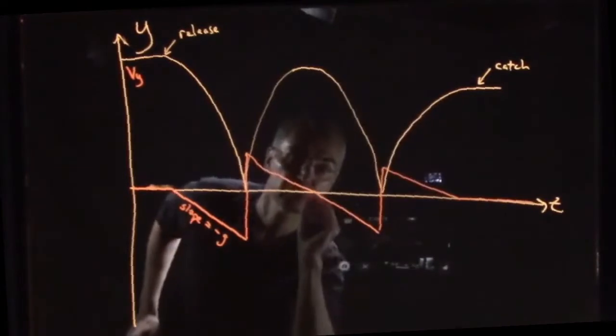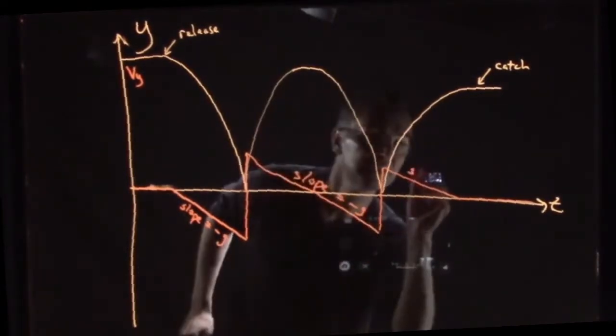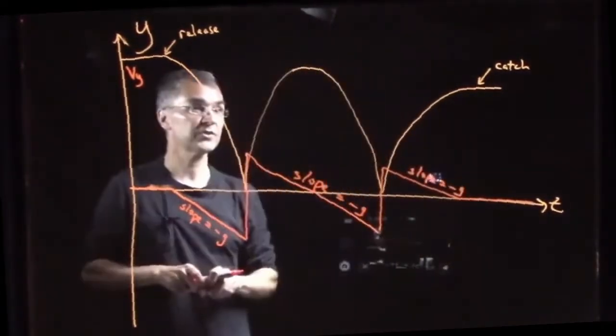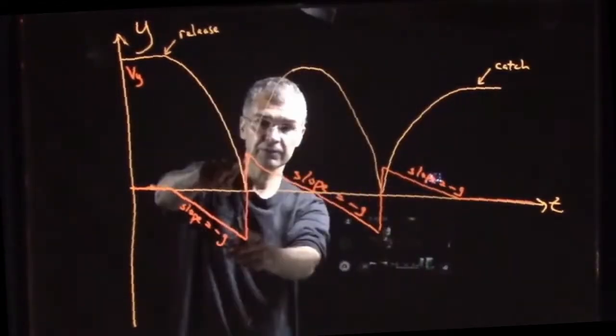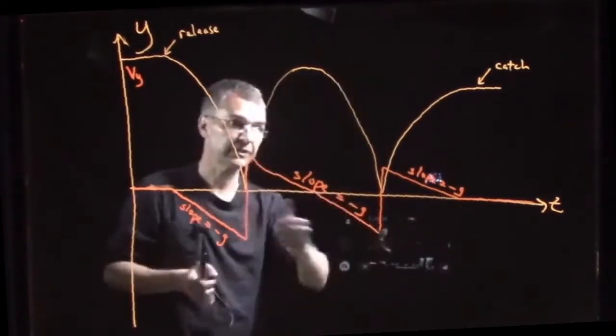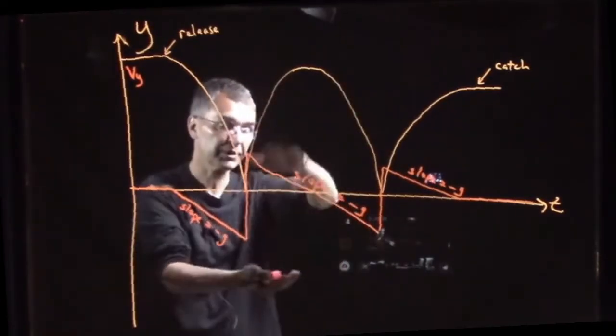So again, here the slope is minus g, and here this slope is minus g, because these are the periods when it's entirely under the influence of gravity, nothing else. See, there's a big positive slope here, which is the elastic force. This is when the basketball is compressing and then decompressing.